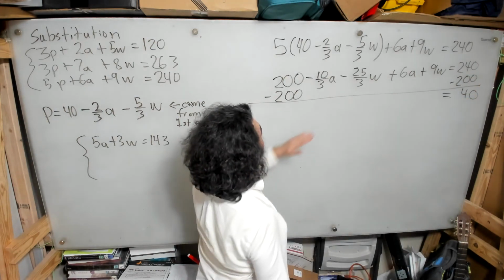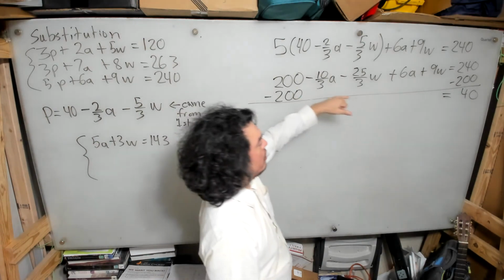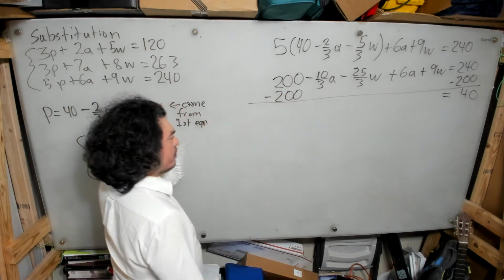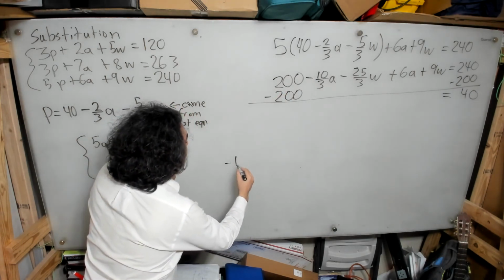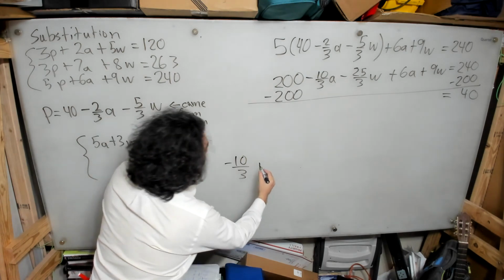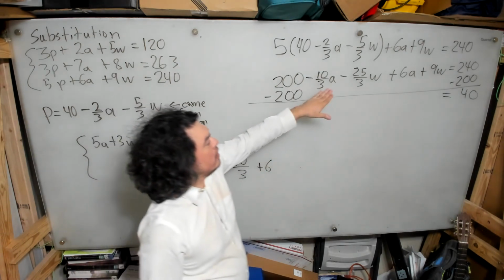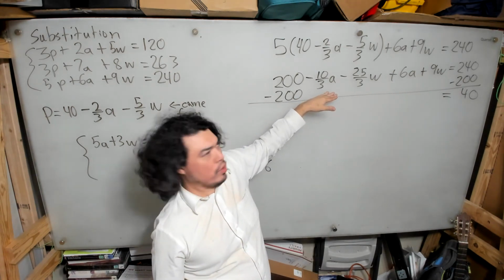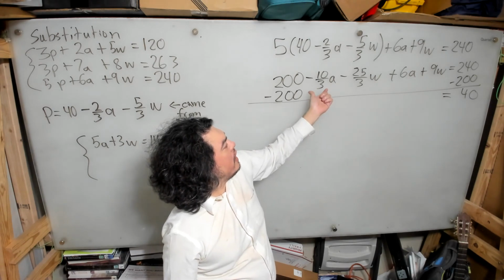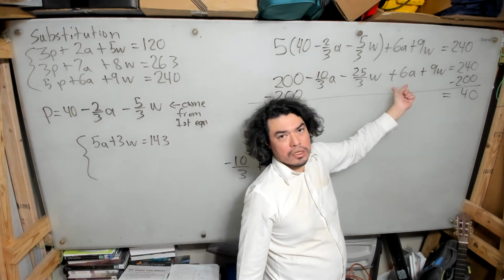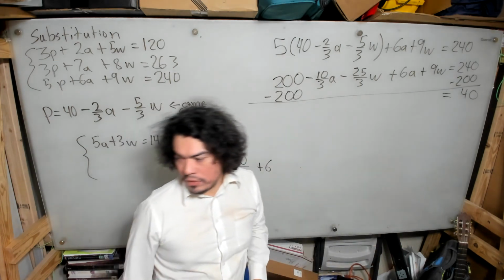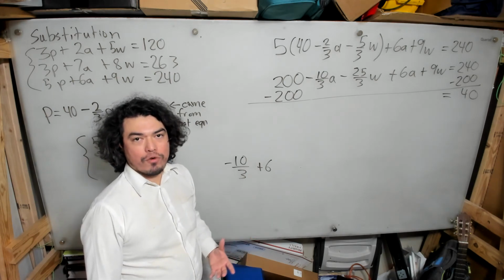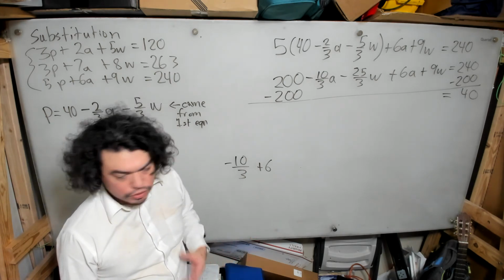Then what I need to do is figure out what is negative 10/3 a plus 6a. Now, in order to do that, I'm going to calculate with the coefficients. What I'm going to ask is, what is negative 10/3 plus 6? Because the combining of these two like terms will be negative 10/3 plus 6a. I'm going to combine the coefficients, and then that'll become the coefficient for the term with a. Okay? So let's do that together.